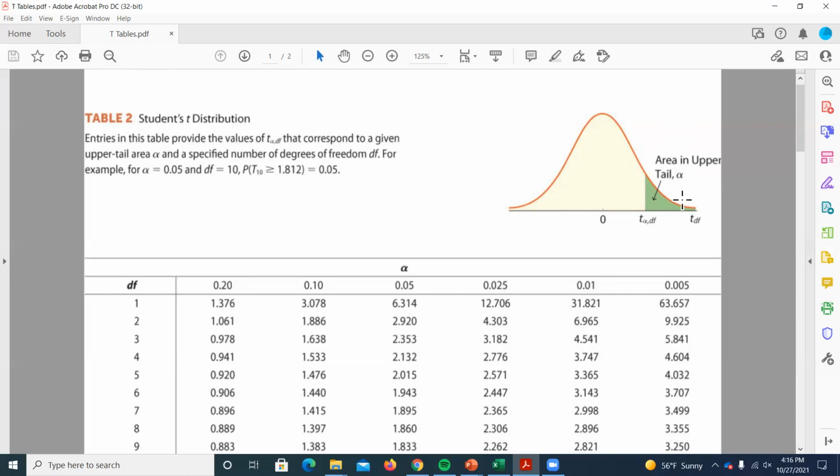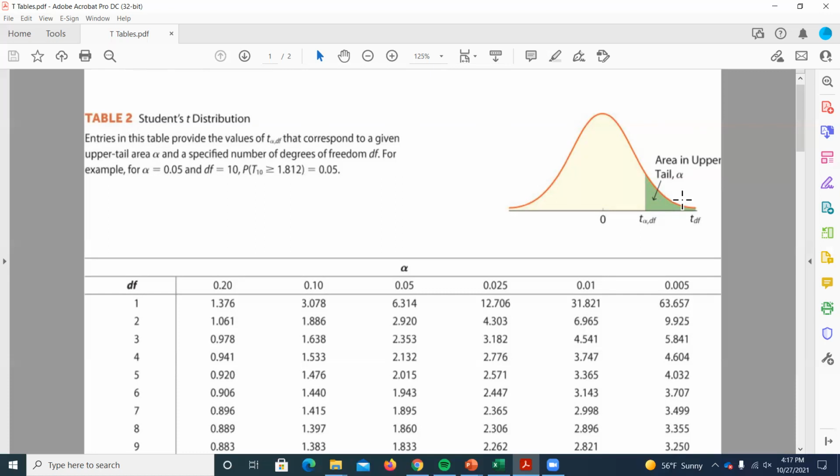You're trying to build a confidence interval. You've got alpha over 2 in each tail. So to get the t value that gives you alpha over 2 on each side, you just look up the one side. Okay. Any other questions?